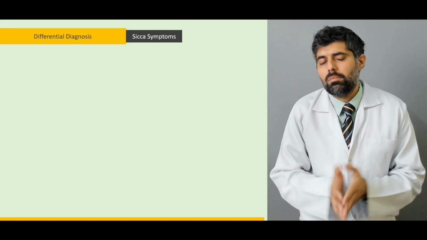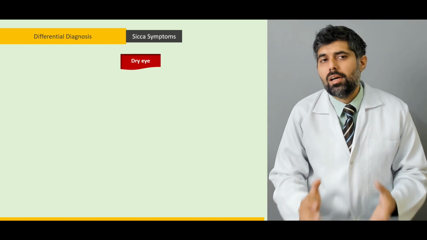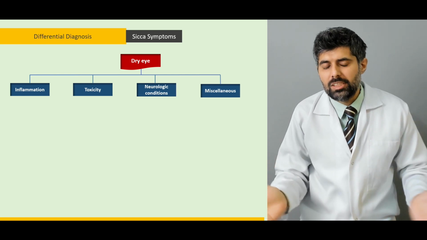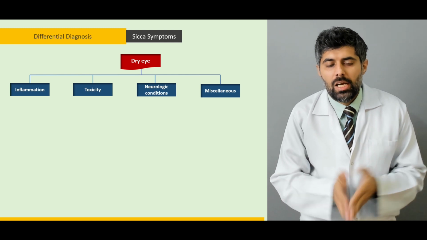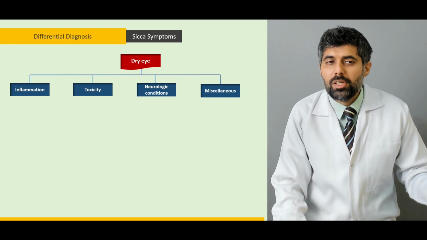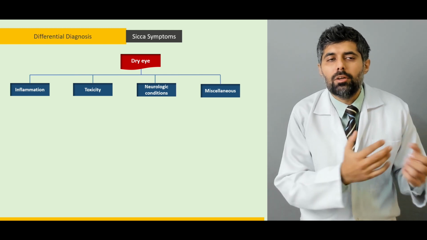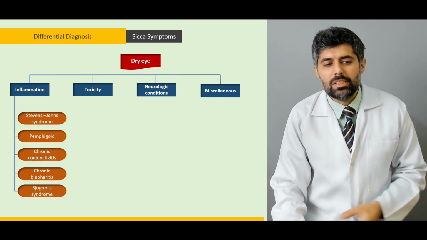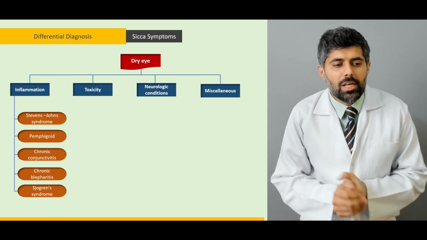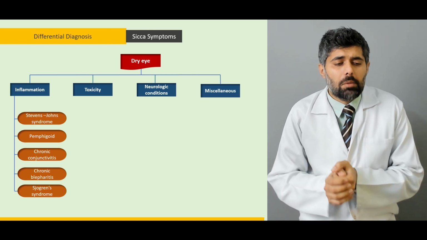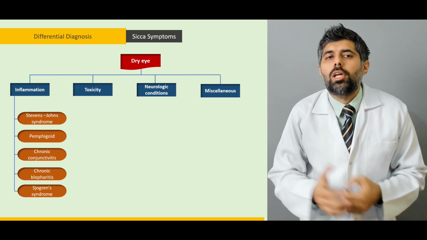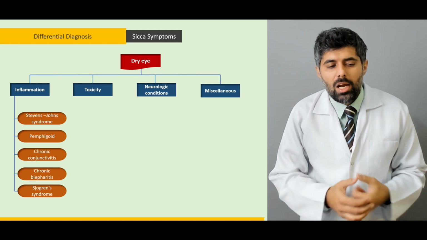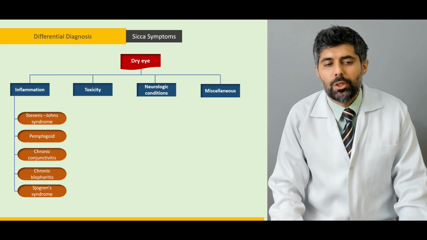Next sicca symptom that we're gonna study is the dry eye. Now, dry eye is usually found among these four categories for its differential diagnosis. It can be found as inflammatory diseases, in toxicity, in neurological conditions, and in other. Now, as for inflammatory diseases, it can be Steven-Johnson syndrome, it can be pemphigoid vulgaris, it can be chronic conjunctivitis, chronic blepharitis, that is the inflammation and infection of the eyelids, or again, it can be the Sjogren syndrome.